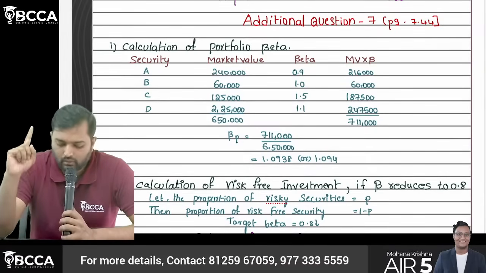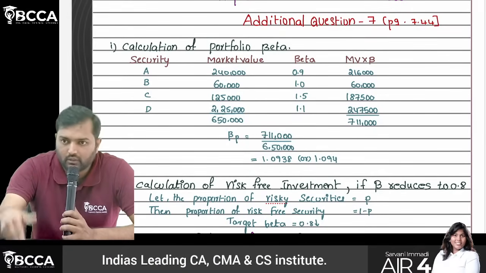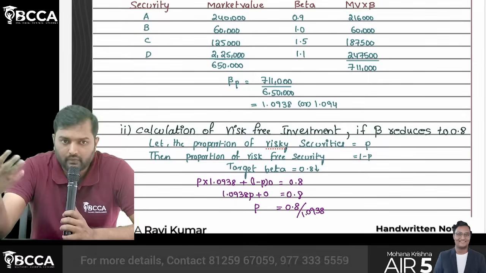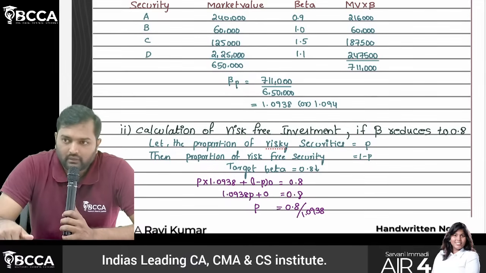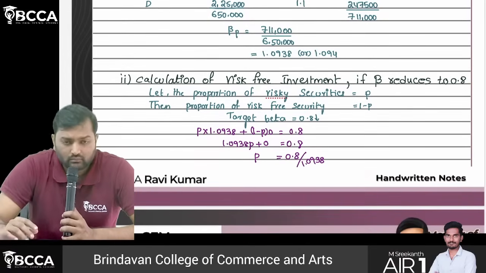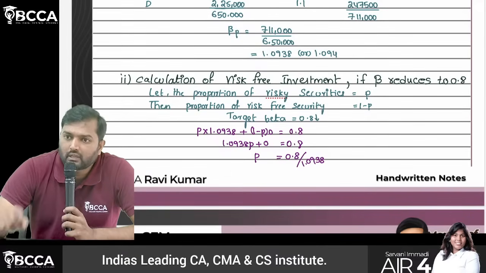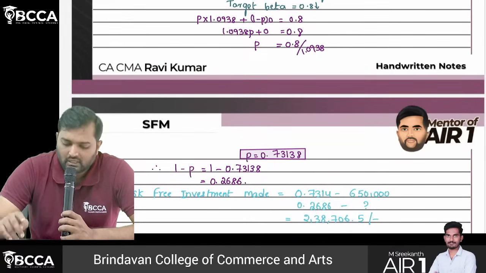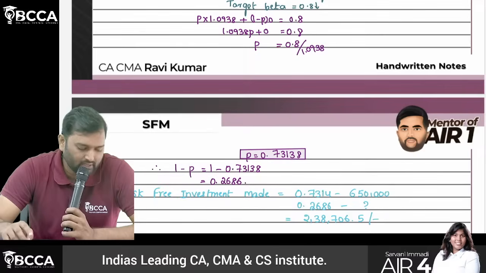1.094. Let us assume the proportion of risky securities, existing securities, is equal to P. Then the proportion of risk-free security will be 1 minus P. We don't know how much risk-free investment we should bring in, so that's why we are assuming. So what is the existing beta? 1.094. Target beta 0.8. How do we get portfolio beta? By doing a weighted average. So P into 1.0938 plus 1 minus P into beta of a risk-free security, which is 0, is equal to 0.8. So you are getting P as 0.73138. So 1 minus P is equal to 0.2686.